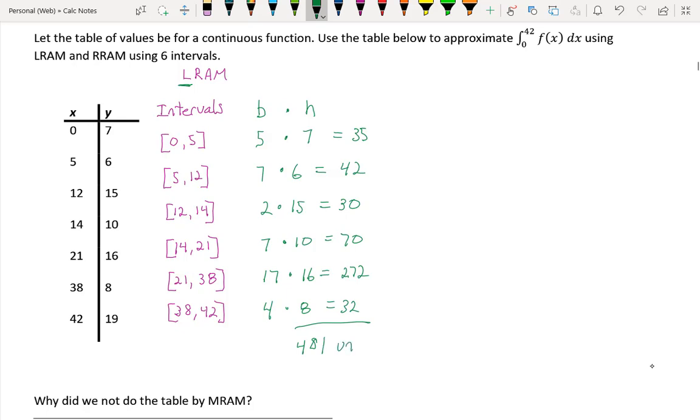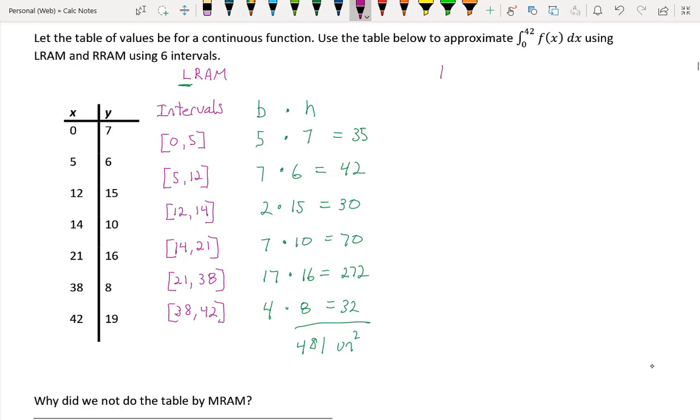Add all these up, we get 481 units squared. Now, you'll notice it says we are approximating the integral. None of these areas came out negative, but if they would have come out negative, we would have left them negative because we are approximating an integral. So just keep that one in mind.